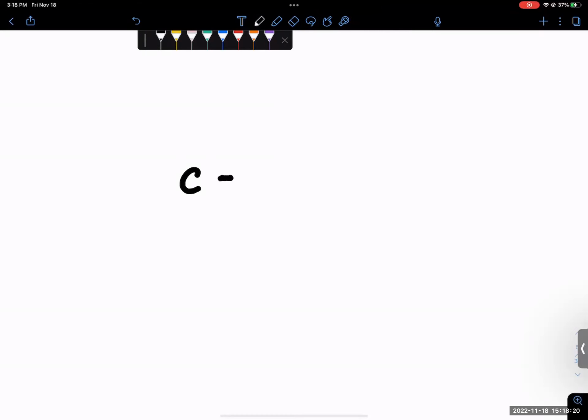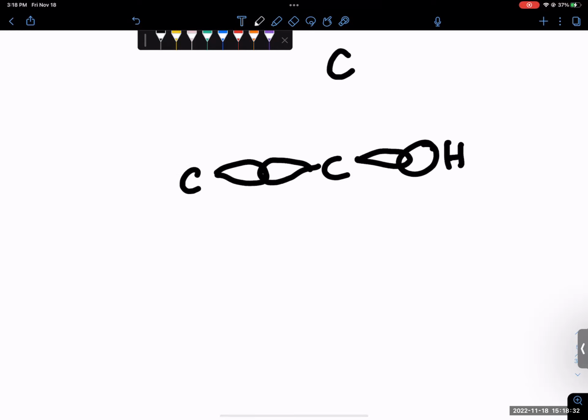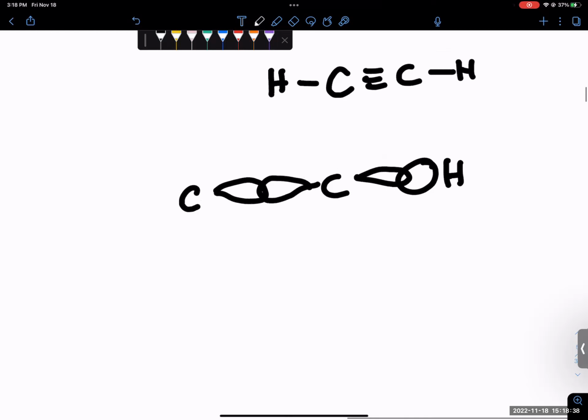So you would have your sp orbitals right here. And then you would have another sp here overlapping with the hydrogen. This is the molecule I'm drawing. And then I'm going to do it with the orbitals so you can kind of see. And we know sp hybridized things are always linear, which is why I'm drawing it in a straight line.